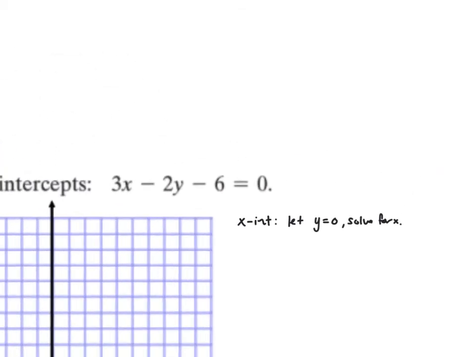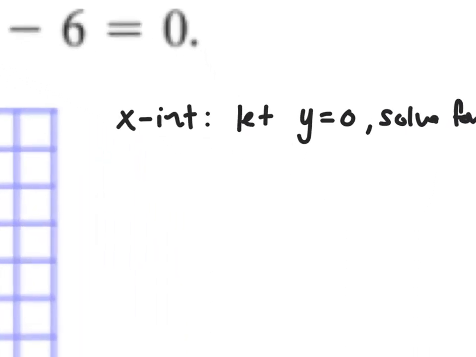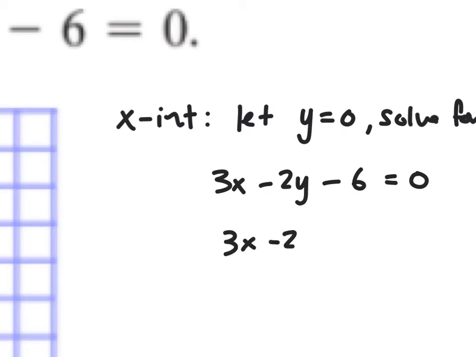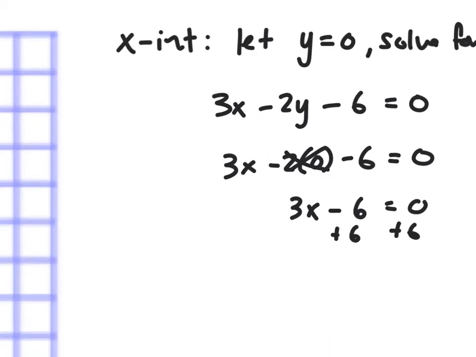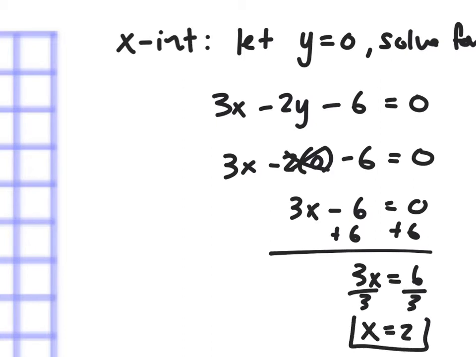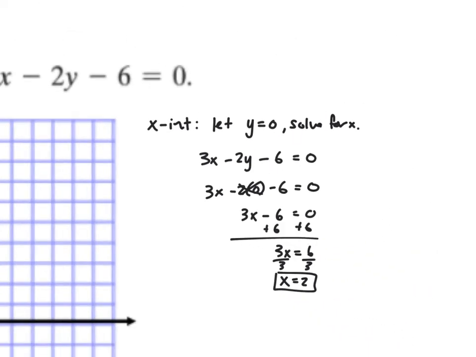So 3x minus 2y minus 6 is equal to 0. I'm going to let y equal 0, so I'm going to plug in 0 for y. So I got 3x minus 2 times 0 minus 6 is equal to 0. Negative 2 times 0 is just going to become 0, so we get 3x minus 6 is equal to 0. I'm going to add 6 to both sides to get my value for x, and I get 3x is equal to 6. Divide by 3 on both sides, so I get that x is equal to 2, and that is my x-intercept.